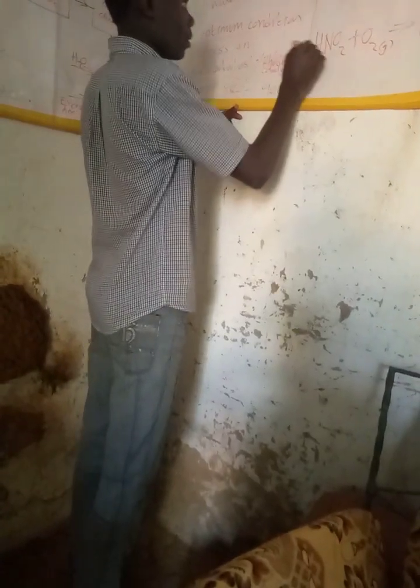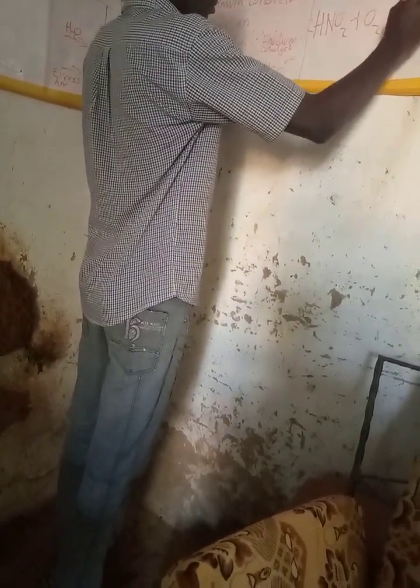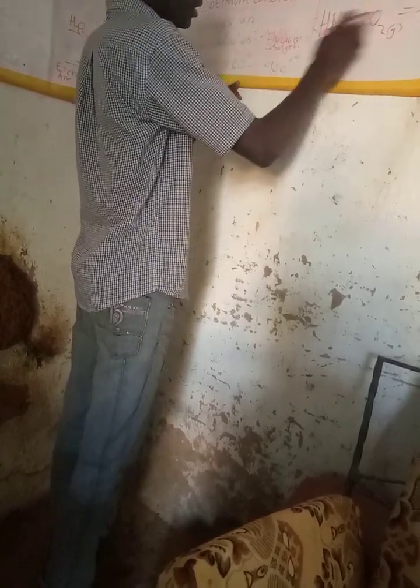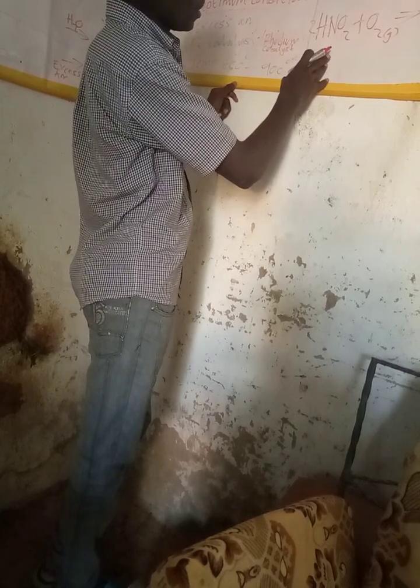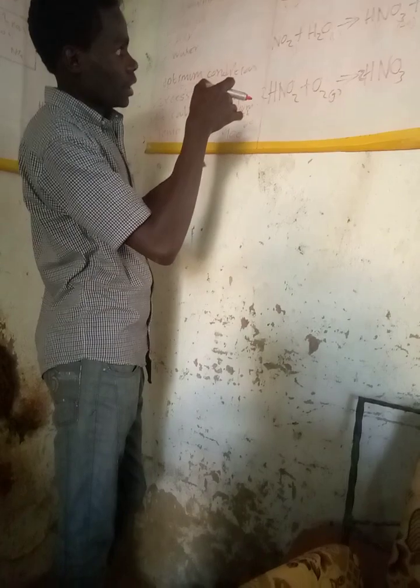No, it's not balanced. I think here is 2. Here is 2 hydrogen, 2 nitrogen, oxygen. That is 4, 5, 6. Yeah, it's balanced. So now we have formed our nitric 5 acid.